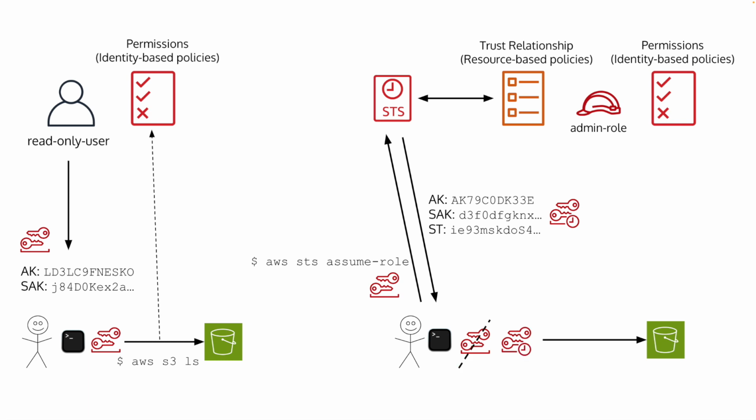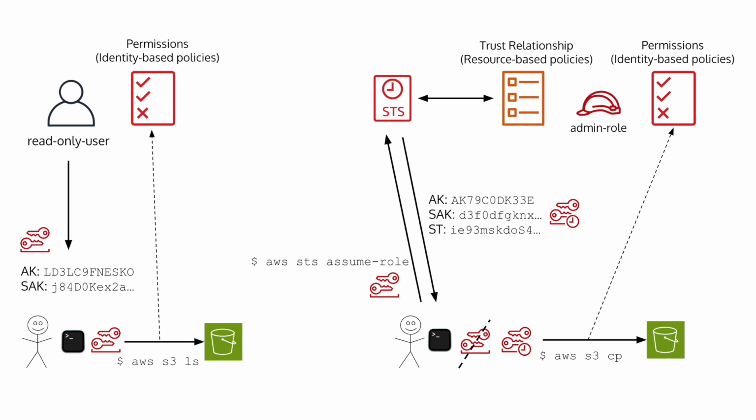You can then set aside the read-only user credentials and configure the new credentials in your terminal. You can then send write requests to the S3 bucket, and the requests that are authorized by the role's permissions will be allowed. This process is referred to as assuming a role. When you're done using the role, you can switch back to the user credentials.